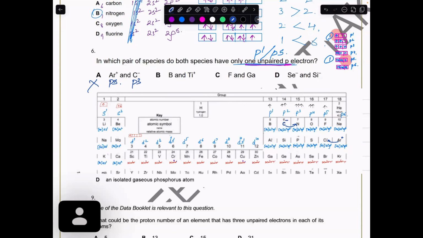Now next, boron. Boron is already P1. Yes, perfect. Ti plus. You know, when it is suppose Cl minus, it's like this. When it is Cl minus 2, it's like this. When it is Cl minus 3, it would be like fluorine. Now when fluorine is F minus, it becomes neon. If it is plus, it becomes like O. If it is plus 2, it's losing 2 electrons, it becomes like nitrogen.